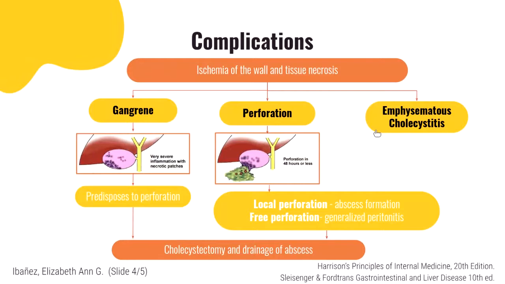Ischemia of the gallbladder wall and tissue necrosis would lead to gangrene and perforation. I have also included emphysematous cholecystitis as part of the complications since it is mentioned in Schwartz. Gangrene will predispose the gallbladder to perforation, which could either be local or free perforation. Local perforation leads to abscess formation due to the superinfection of bacteria, and free perforation would cause generalized peritonitis. Both of these are managed with cholecystectomy.